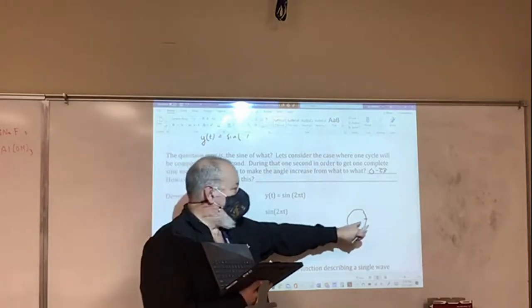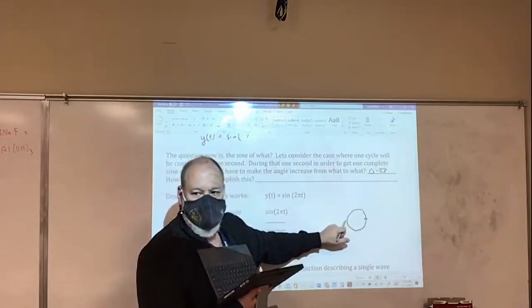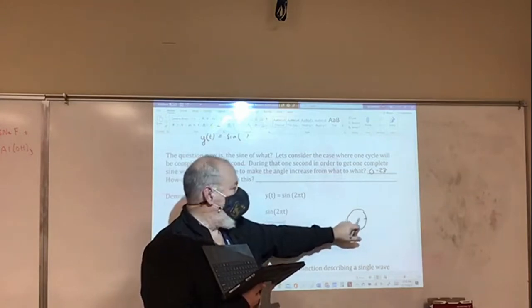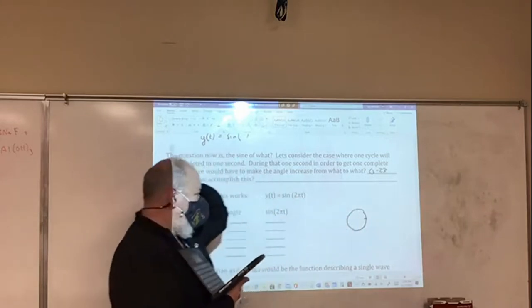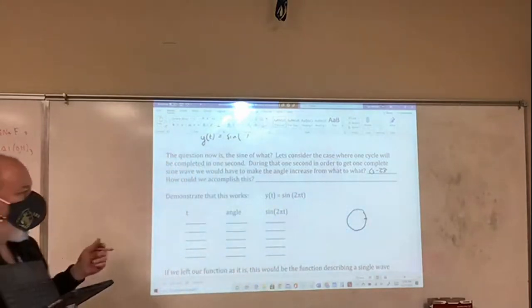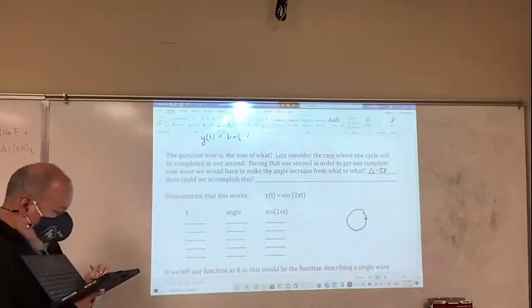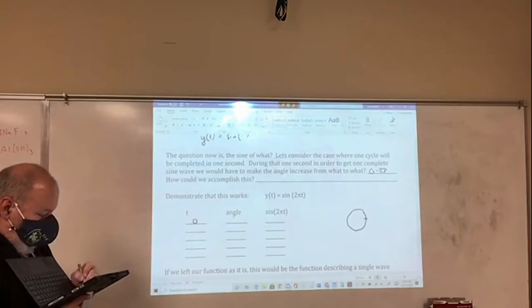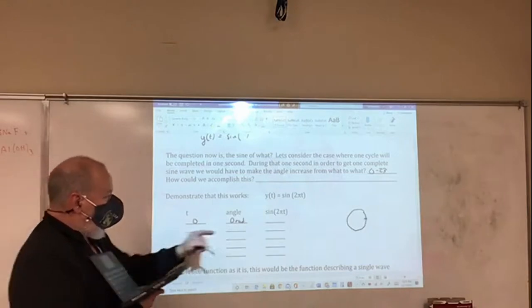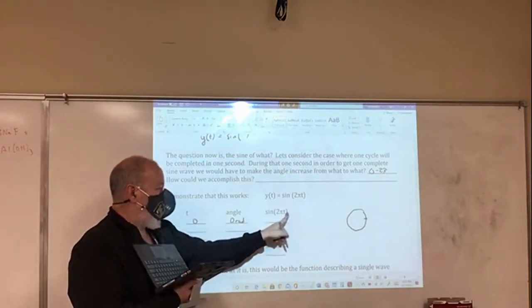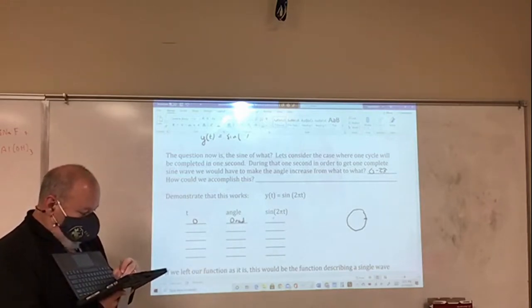Okay, so if I say 2 pi times 0.5 seconds, I'm going to be at 1 pi, right? If I multiply 2 pi by 0.25 seconds, I'm going to be at pi over 2, and the value of that would be 1, correct? So at time 0, my angle is going to be 0 radians. And the sine of 0 radians, or the sine of 2 pi times t, since it's at 0 seconds, is going to be what? What's the sine of 0?